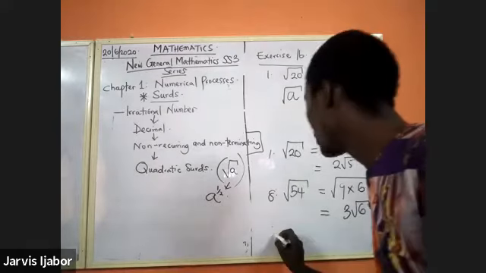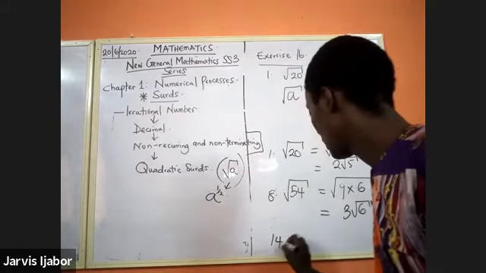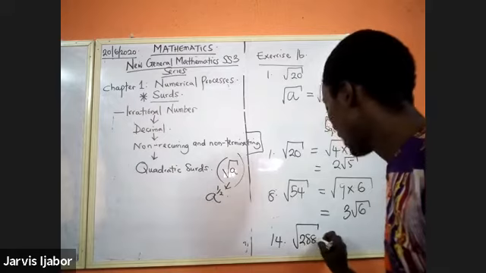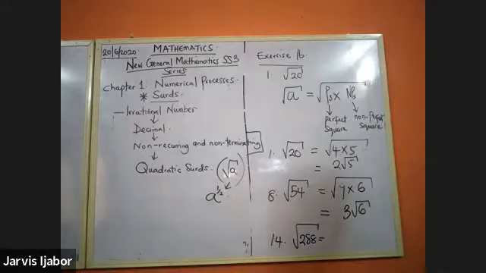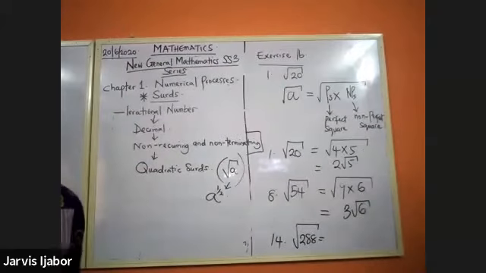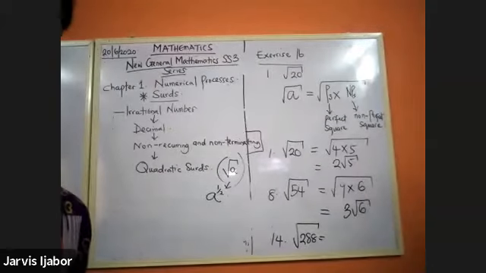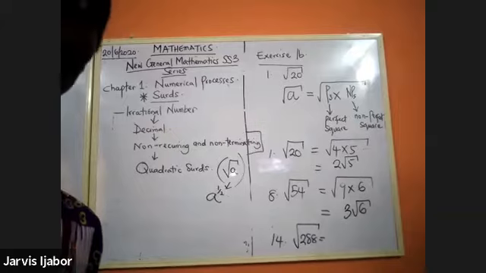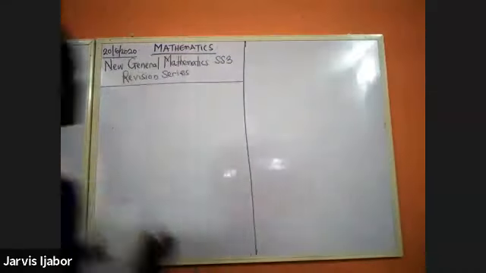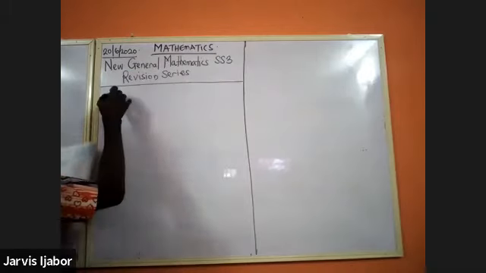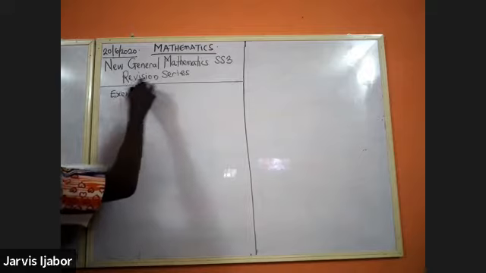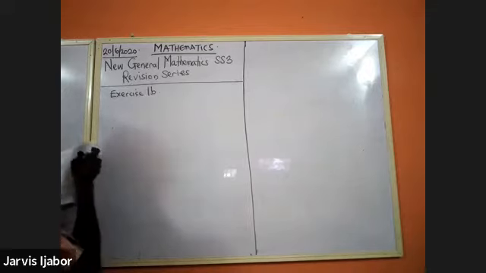Now try for me question 14, √288. Can we do that? Look for √288 for me. So with that, that was a question from exercise 1B, question 14.